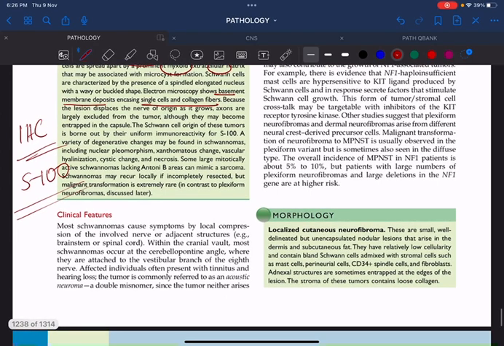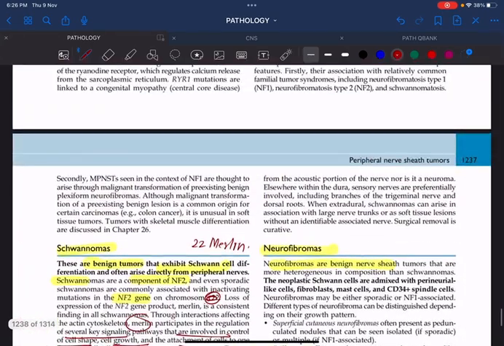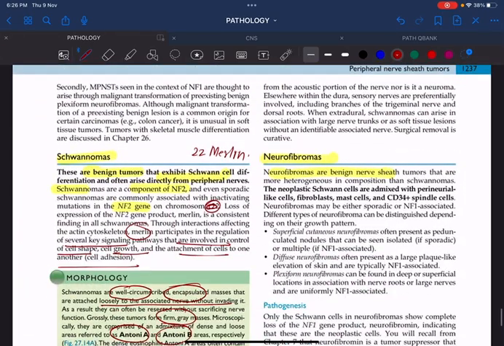Fine, and these schwannomas may also arise at the cerebellopontine angle, at the origin of the vestibular branch of the 8th cranial nerve. Neurofibromas are benign nerve sheath tumors. Remember, not only Schwann cells undergo proliferation; fibroblasts, mast cells, and CD34 positive spindle cells also undergo proliferation. We have three different types.